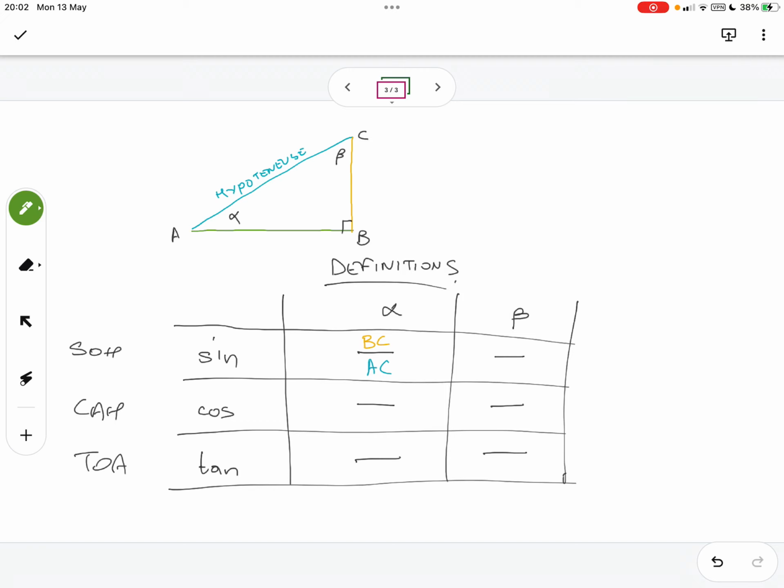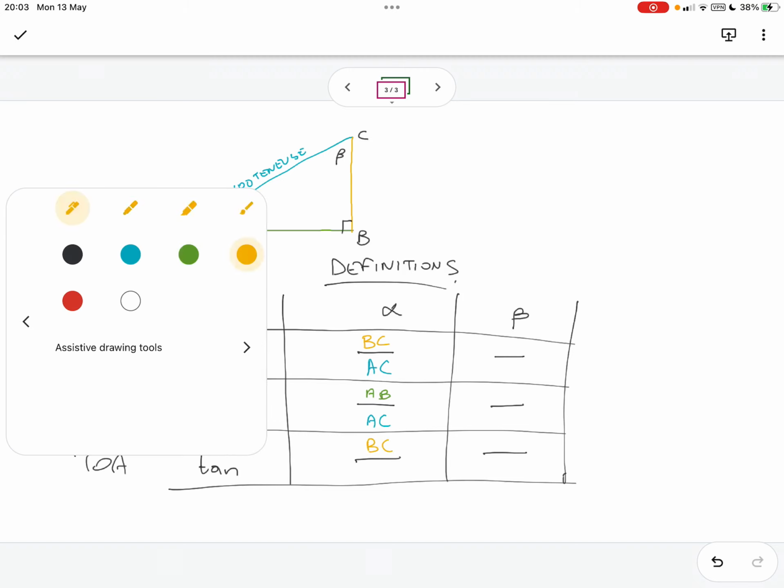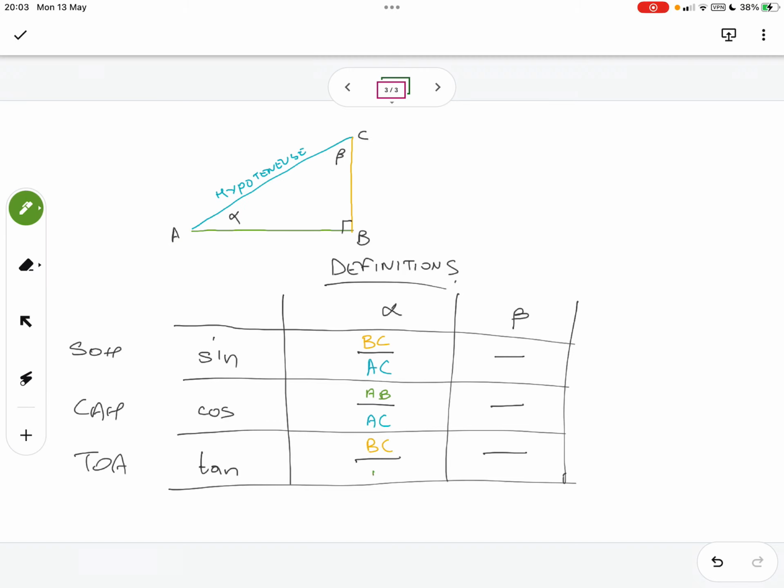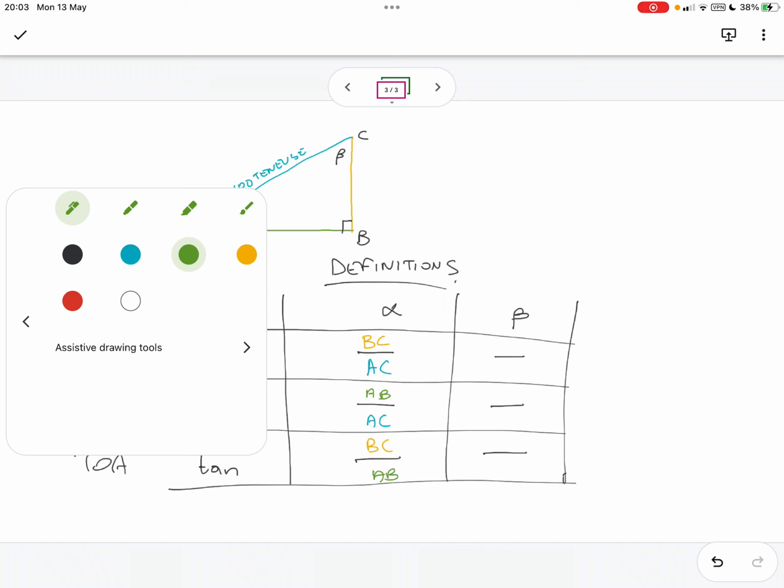Then we go to cos. When we're looking at cos, which side is adjacent to alpha? The adjacent side is the side that is close to the angle. So it would be AB. And the hypotenuse doesn't change. And then for tan, it's opposite over adjacent. So our opposite is still BC, and our adjacent is AB.